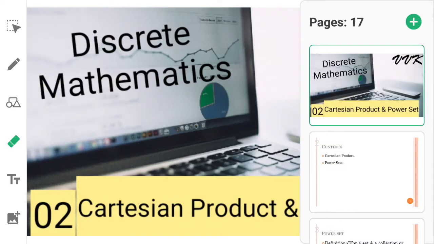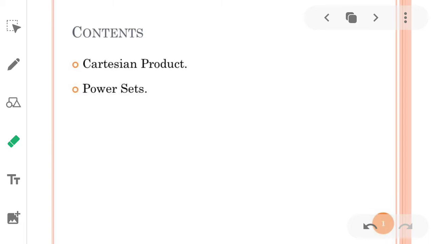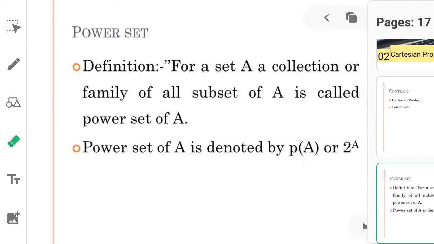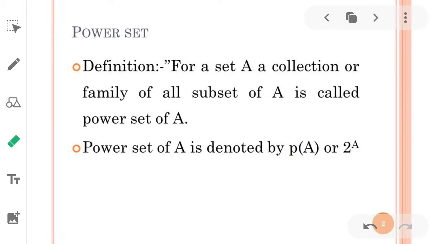So basically in this video lecture we will study the concept of Cartesian product and we will solve some of the problems on Cartesian product and also the concept of power set and also problems on power set. So we will start with the power set. So what is power set actually? For any set A, a collection or family of all subsets of A is called power set of A.